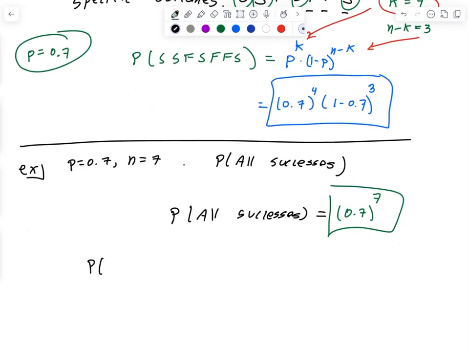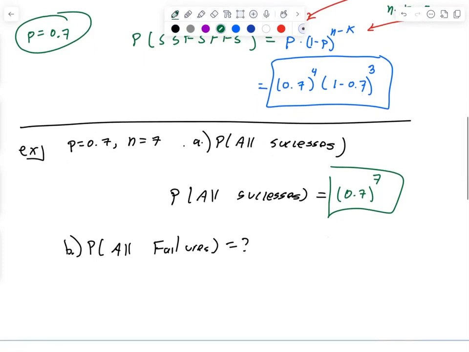What about the probability if they were all failures? If they were all failures, then the probability of all failures would equal what? There's no successes, so we don't need the first part.